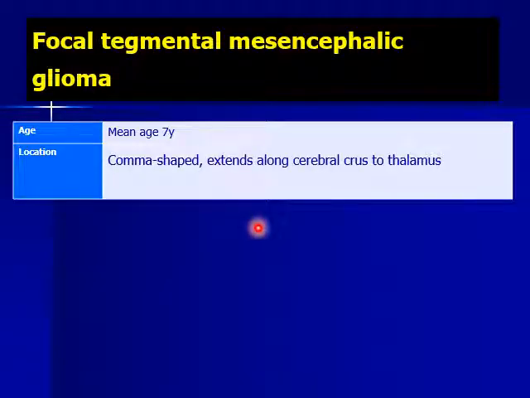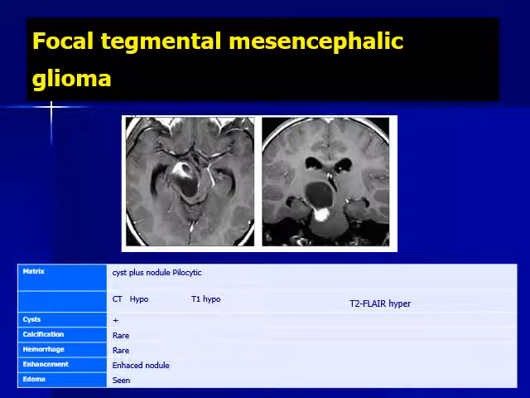The second tumor in the brainstem is the focal tegmental mesencephalic glioma. As you see from its name, it is focal tegmental because it involves the tegmentum of the midbrain. Mesencephalic is midbrain, and it is glioma. The age is also 7 years. Usually, it is a comma-shaped tumor that extends along the cerebral crus to the thalamus. Cerebral crus is part of the mesencephalon of the midbrain.